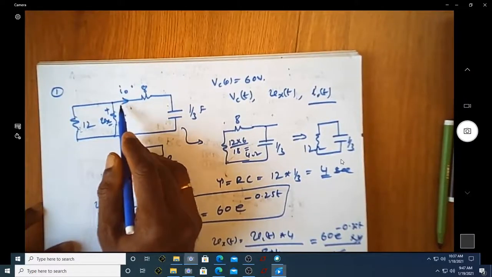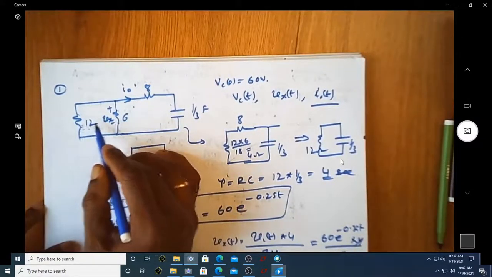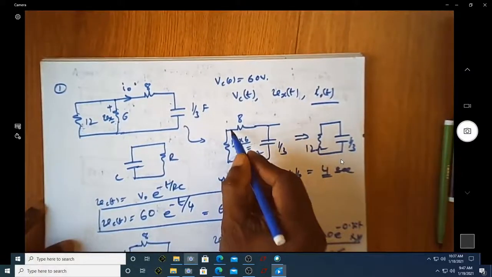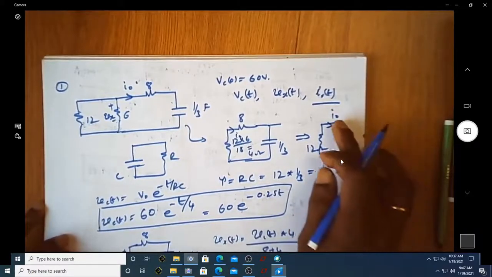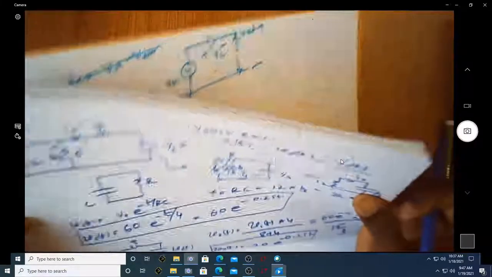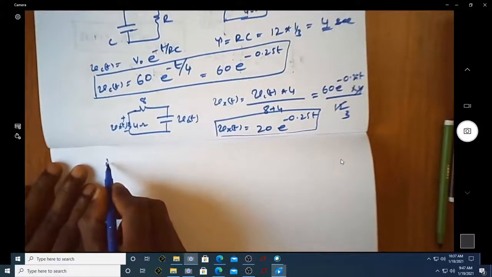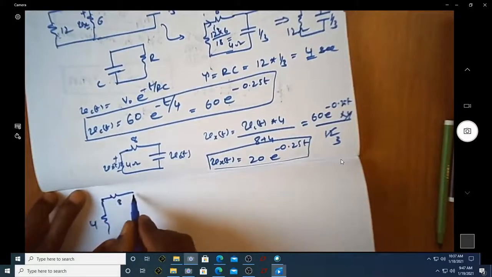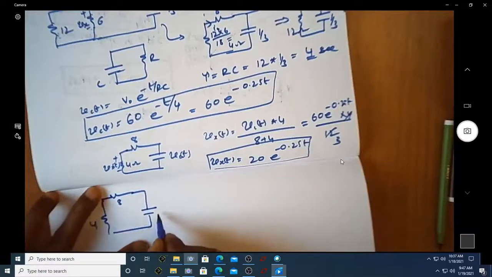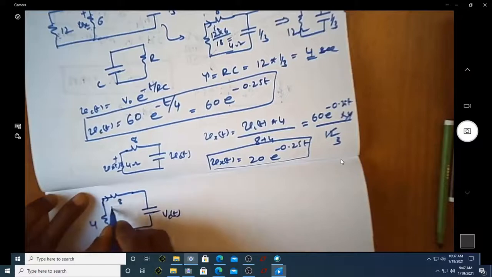Since this 8 ohm resistor is actually in series with this entire resistor, which happens to be 4 ohm, this is I naught. So I can find out what is I naught of t. From this circuit diagram, this is 4 ohm and this is 8 ohm, and then you have a capacitor voltage with respect to time as Vc of t, and you're looking at current I of t or I naught of t.